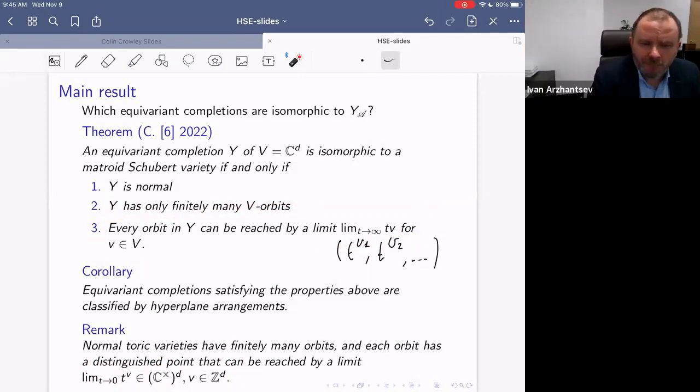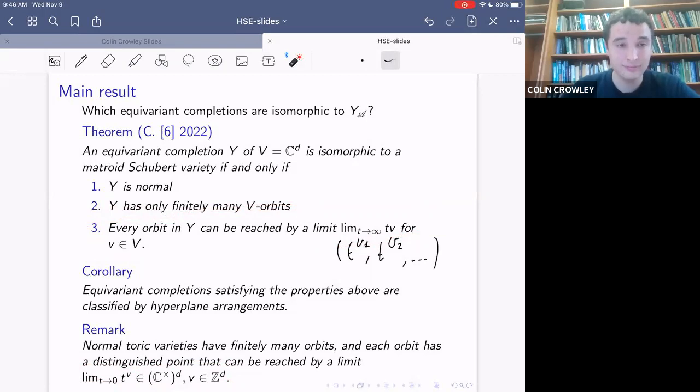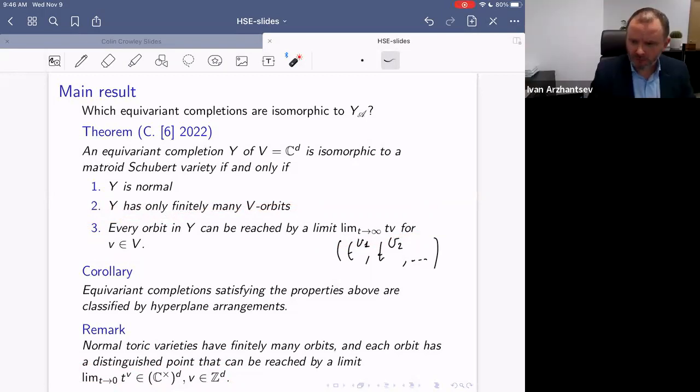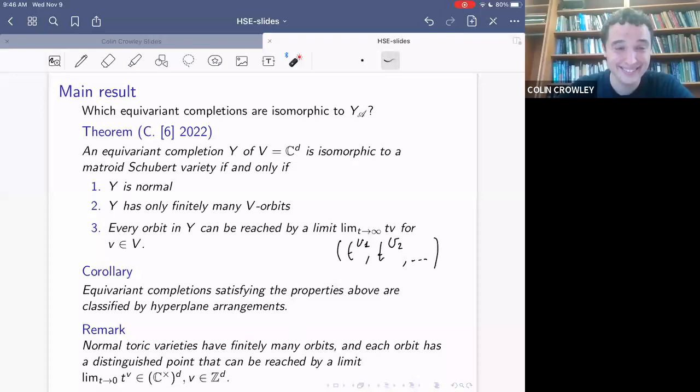May I ask you a question? Mm-hmm. To me, all three conditions in your theorem are very unexpected. But I would like to ask about only the first one. Mm-hmm. Your Matroid Schubert variety is defined as a closure of something. Yeah, that's right. Usually, if you take a closure of something in the vector space or in projective vector space, this is usually non-normal. Yeah. What is the reason why it is normal here? Can it be explained somehow?